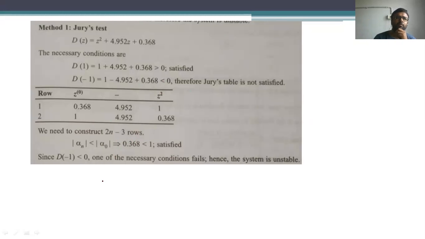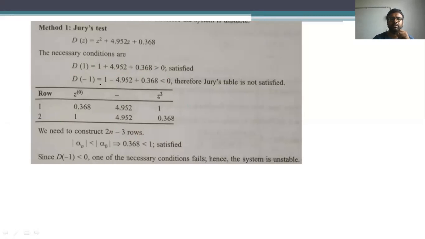Okay. Before that, without any estimating or tabulating the values, we can conclude the stability of the system with a simple observation test. With the substitution of z equal to 1, we have obtained the value of D(1) as 1 plus 4.952 plus 0.368. So the sum of these values is greater than 0.